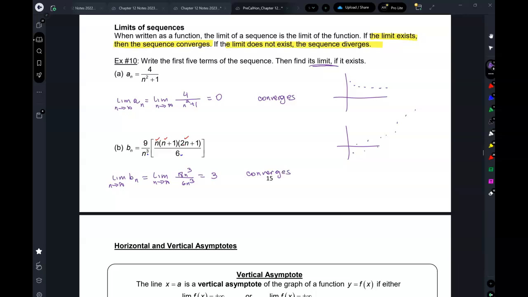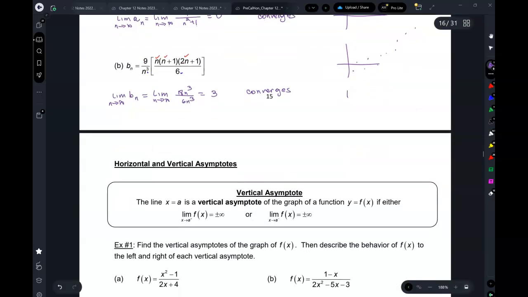But had we gotten, let's say, 18n to the 4 over 6n cubed, then the limit would have been infinity, right? So this is how you write it. If it's the limit as n approaches infinity of, let's say, b of n, and you say the limit is infinity or DNE, then you say it diverges.